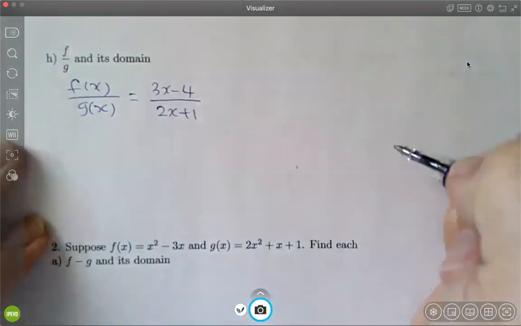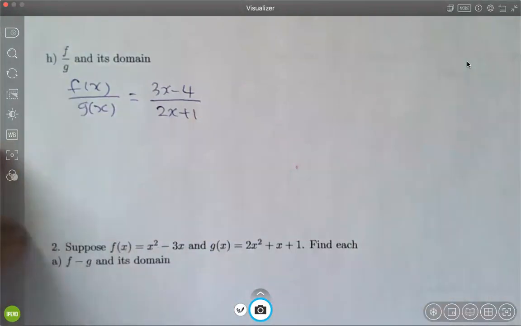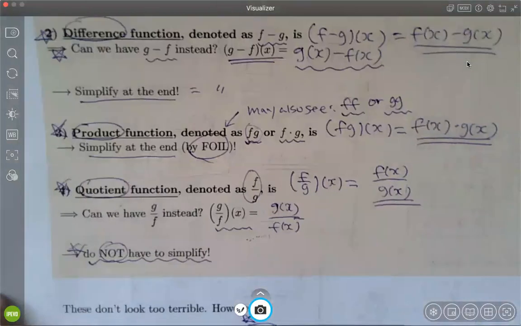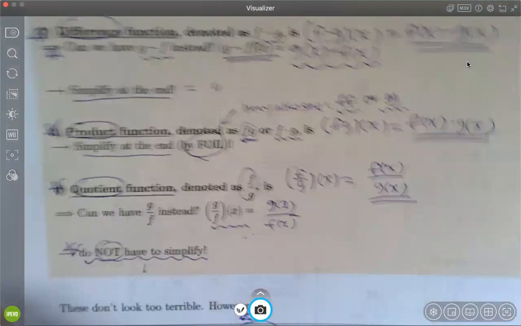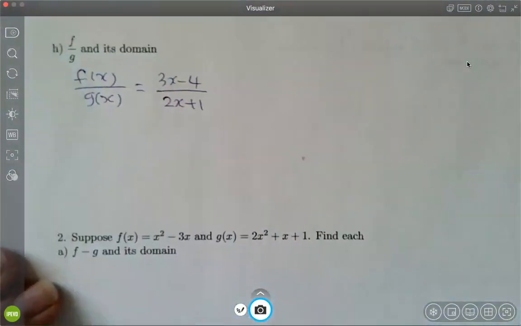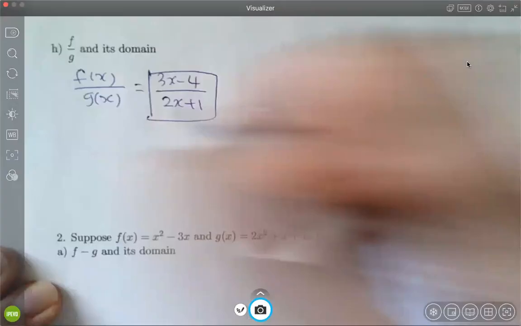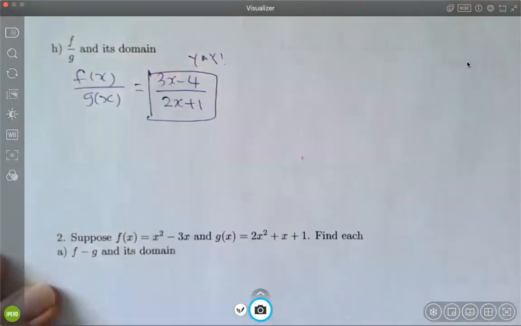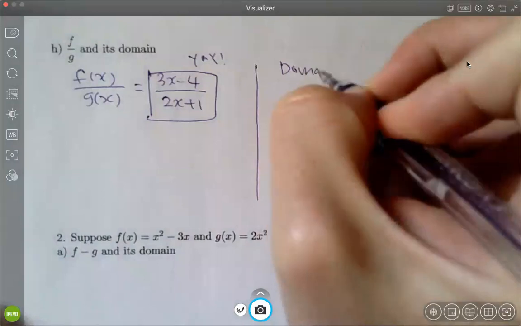And now, what did I say yesterday for these quotient functions? You don't have to simplify. Okay, so what does that mean? You write f at the top and g at the bottom. That's all. You don't have to simplify. How nice is that? So that was easy. The domain is also everything, right?